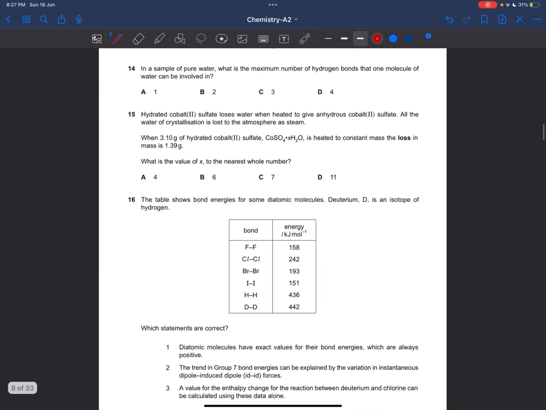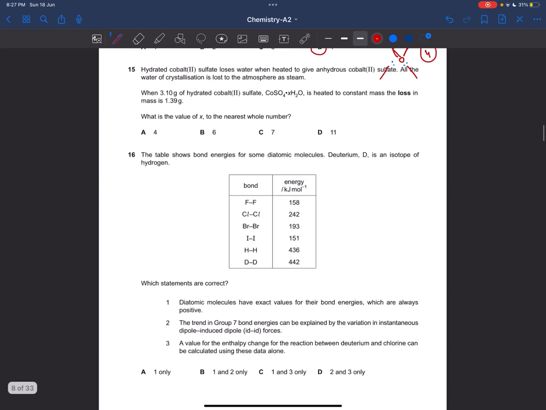14. In a sample of pure water, what is the maximum number of hydrogen bonds that one molecule of water can be involved in? Right. So if we make a water molecule, H2O, O has two lone pairs of electrons and two bond pairs. So it can make a hydrogen bond here, here, here, which is already made, and here. So four total bonds.